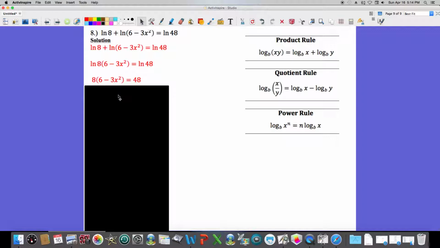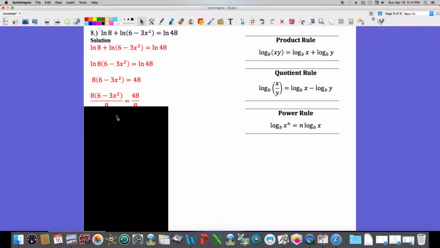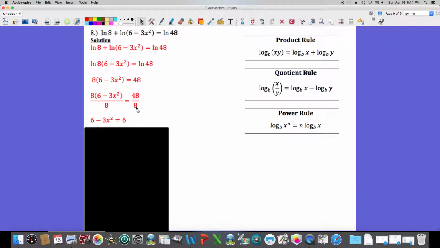So we have 8 times this binomial. Within that binomial, our variable x is eventually what we're trying to get by itself. So I'm going to divide both sides by 8. Then on the left-hand side, I'll have my binomial, 6 minus 3x squared. 48 divided by 8 is 6. If I subtract 6 from each side, I'll get that negative 3x squared is equal to 0.